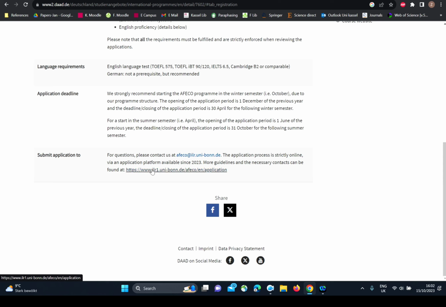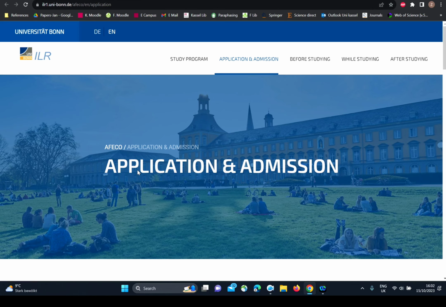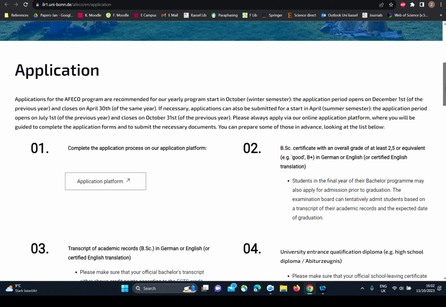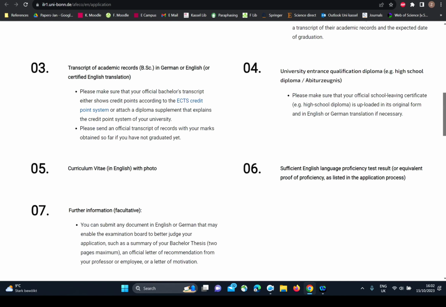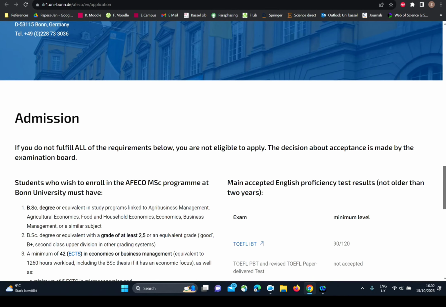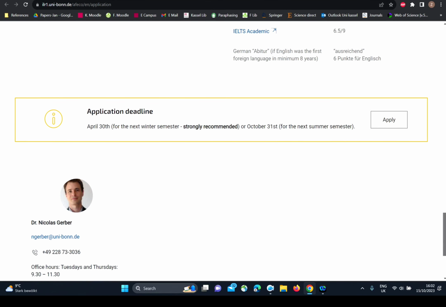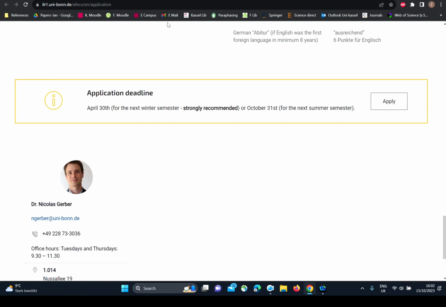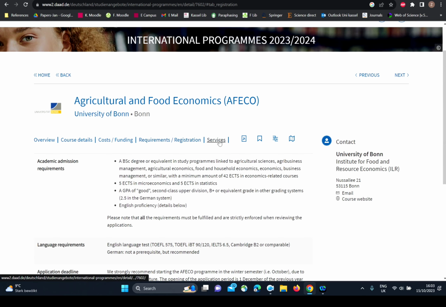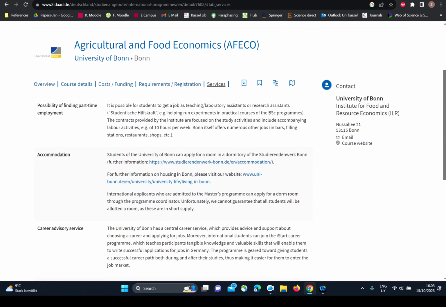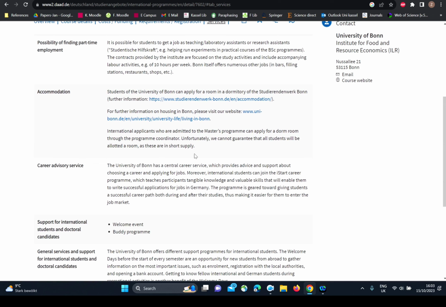So if you want to apply here, you have to go to this link. So for example, let's try here. So see, now you have the application and admission. Now they have written step by step. See, 1, 2, 3, 4, 5, 6. So you just have to follow the procedures, as simple as that, yeah. So you can always email the course coordinator when you have some queries, then they can answer your queries, yeah. So here we have also some services, no? Yeah, so here there are also some career advisory services and all these things, yes.